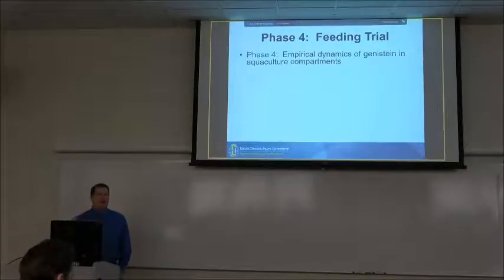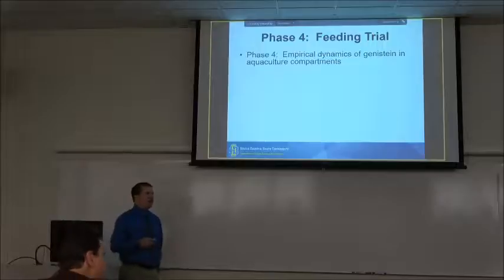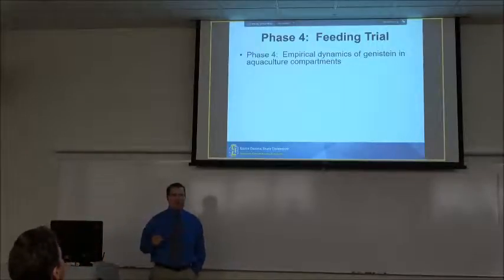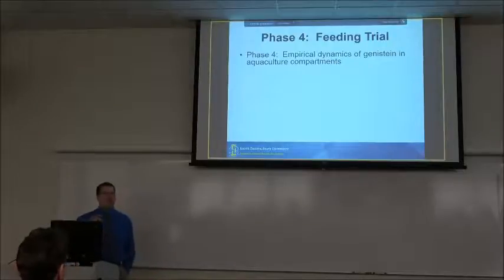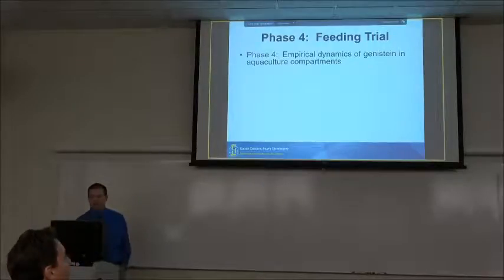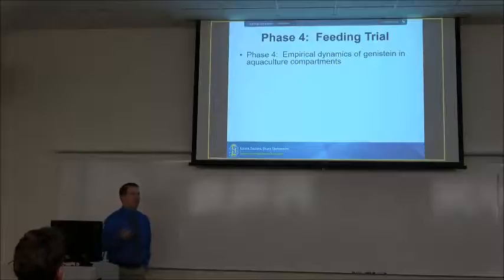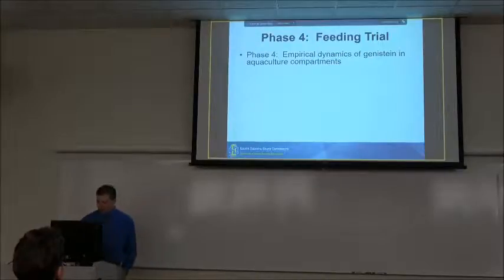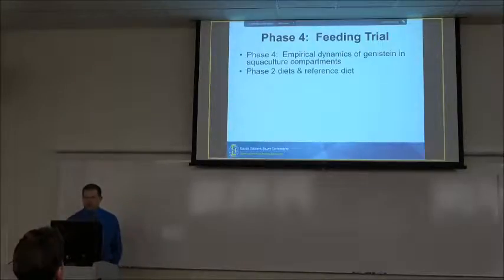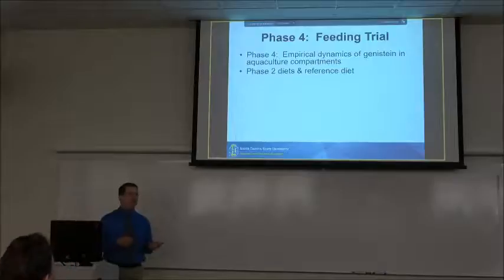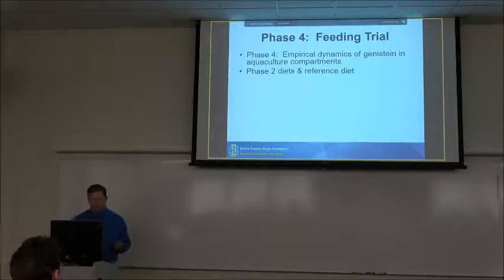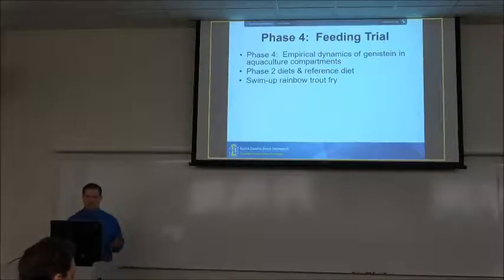So while we have a model, we know that all models are not perfect. They cannot 100% give you accurate results. So what we like to do then is perform an independent feeding trial in order to determine the accuracy of this model that we are developing. So in order to do this, we will be using a feeding trial looking at 4 different diets. There will be those phase 2 diets again that come back, and we'll also use a reference diet that does not have any genistein or soybean meal included in it.